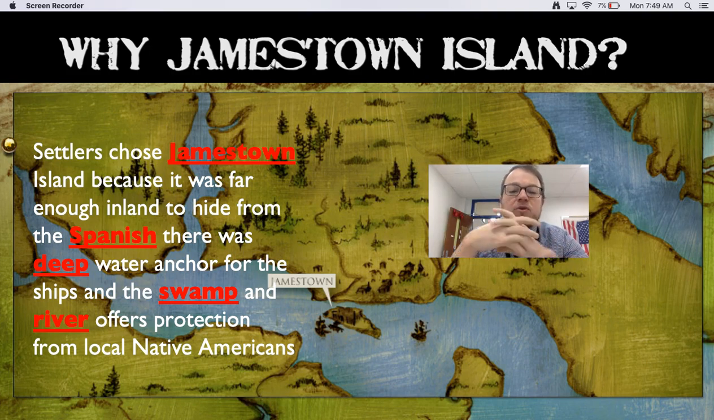And they were hoping that the swamp and some of the other areas were going to give them some protection from the Native Americans because they were worried a little bit about encroaching on their land as well. They were in a tidal region, which means they're in a mixture of salt water and fresh water, so not exactly the most ideal location for survival, but this is where they picked to go.